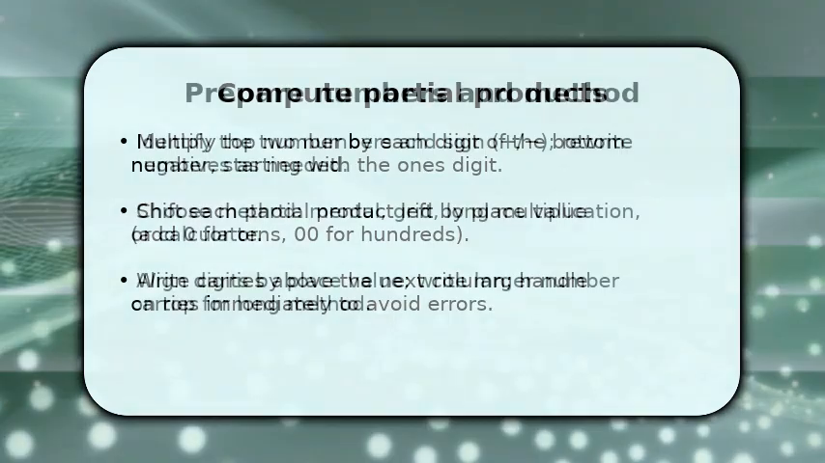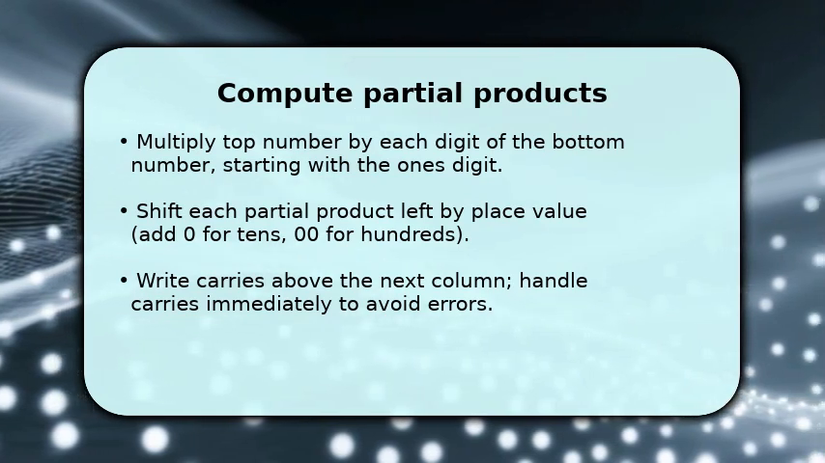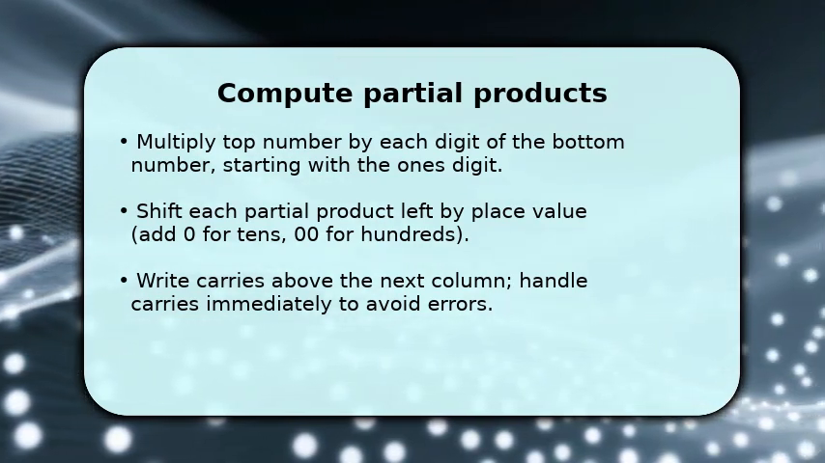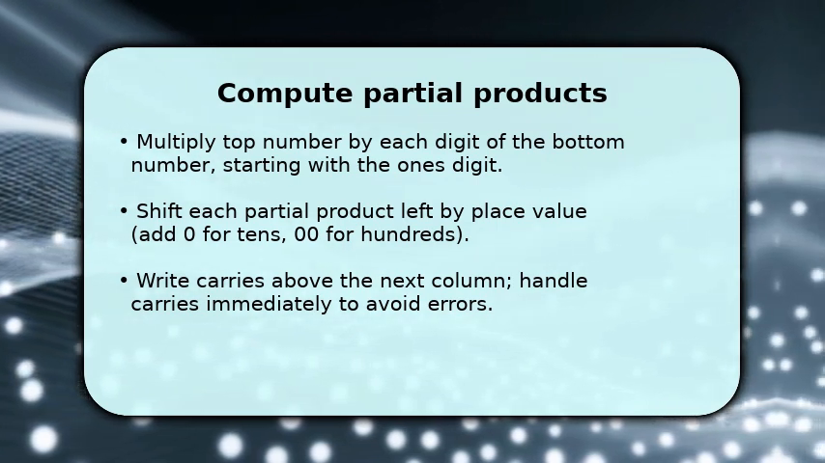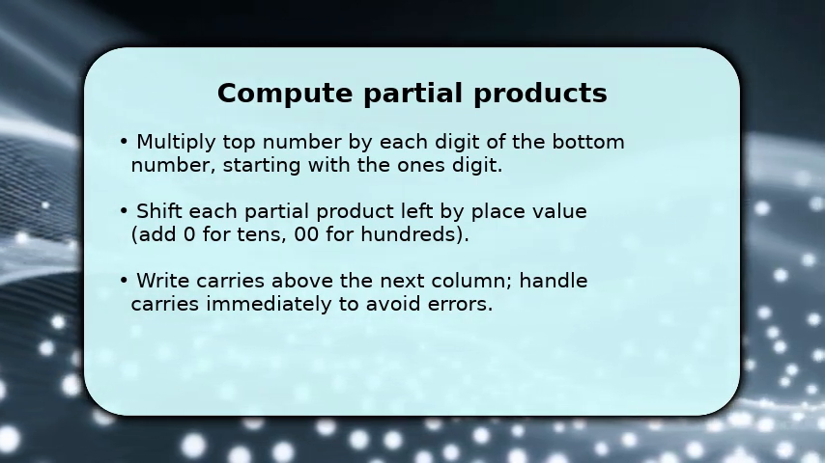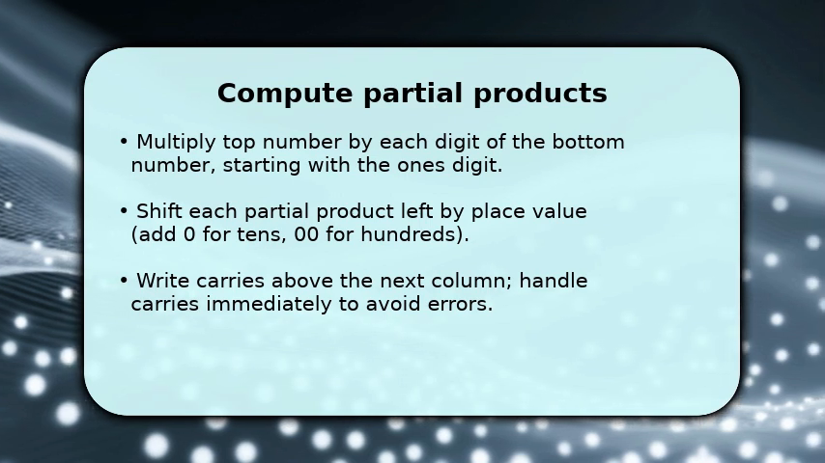You multiply the top number by each digit of the bottom number, beginning at the ones place, so you build from small to large. As you compute each partial product, shift it left to reflect tens, hundreds, or thousands. Use a zero or move columns accordingly.